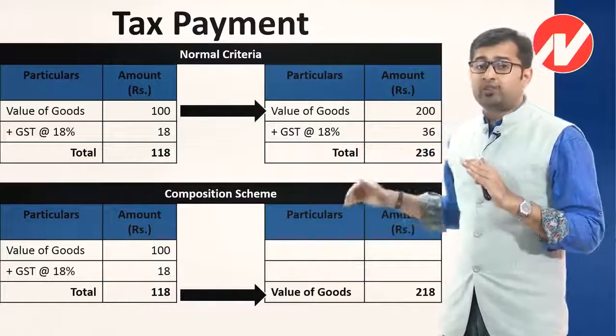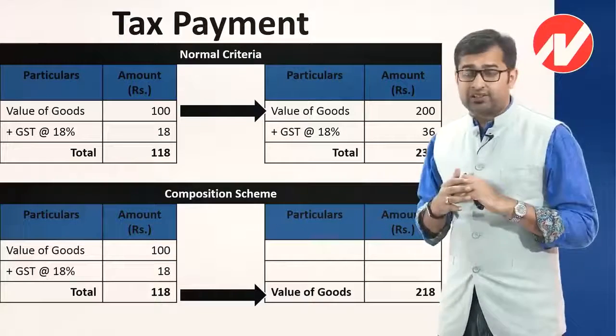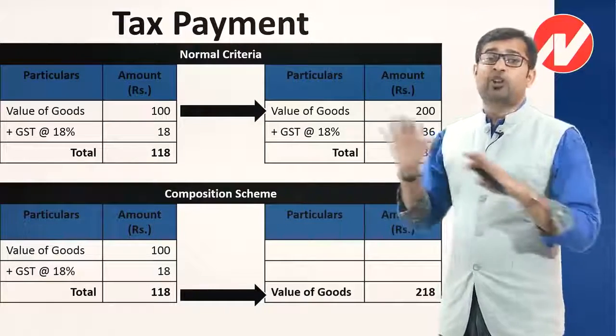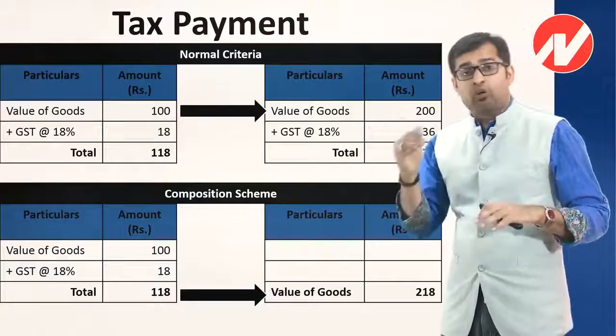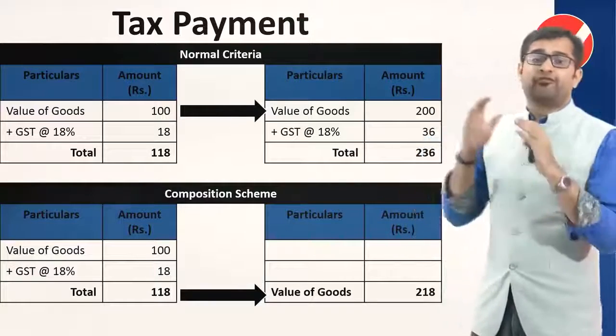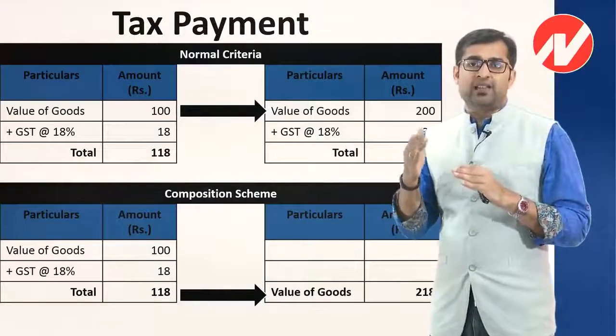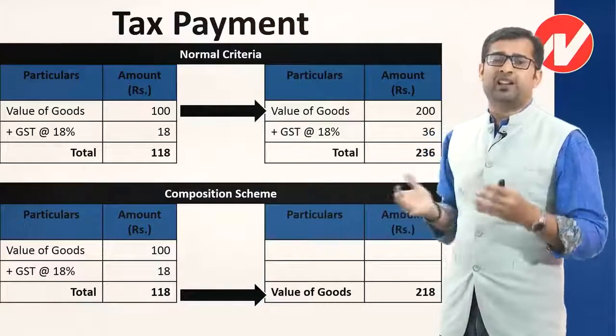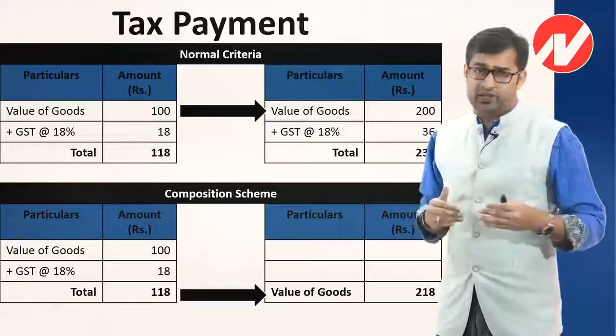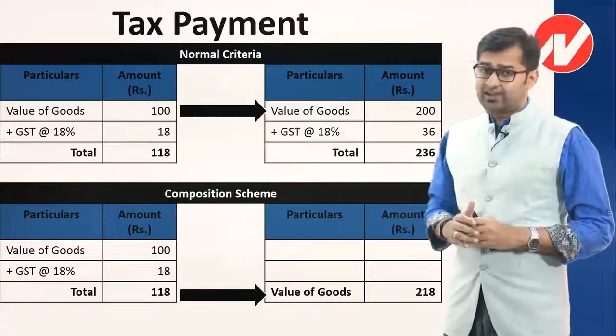So what will happen is that 218, when I'll offer the product to the customer, the important aspect is I'll not charge any tax from him. However, law says you pay fixed 1% of the price. So 218 is a price, so 1% of that is 2.18. Let us round it off to 2 rupees. So you end up paying 2 rupees tax in this case.